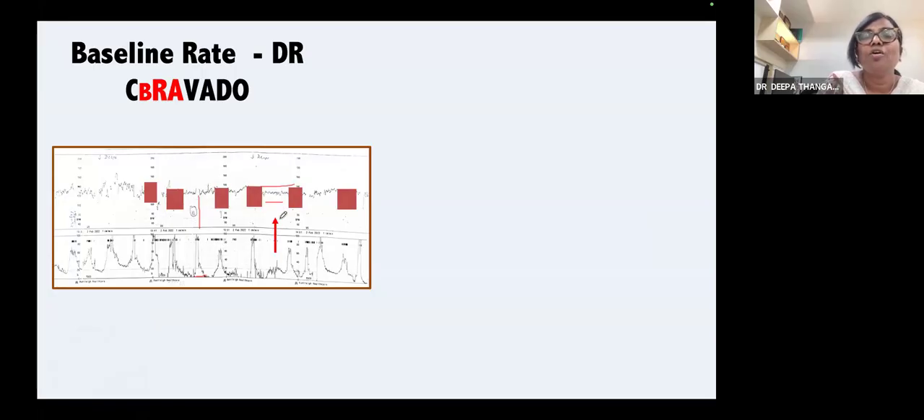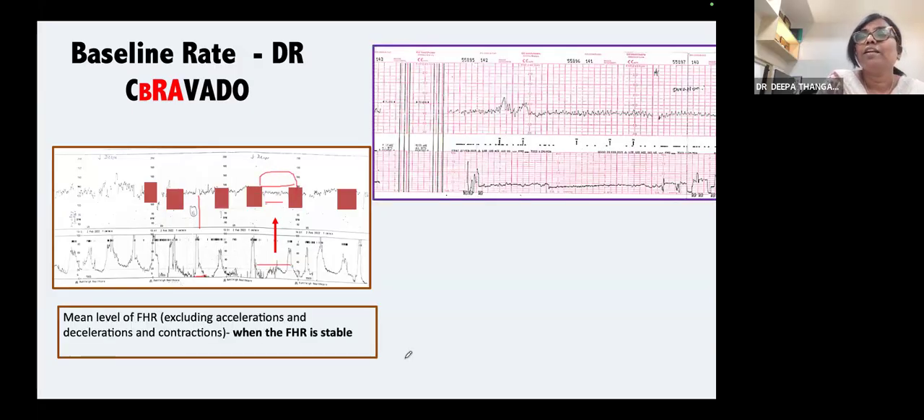Fine. This is the place where you have an adequate rest in between two contractions, in between two decelerations. We will be seeing the baseline. Where do you see the baseline? What is the baseline? Here the baseline is something around 90 beats.